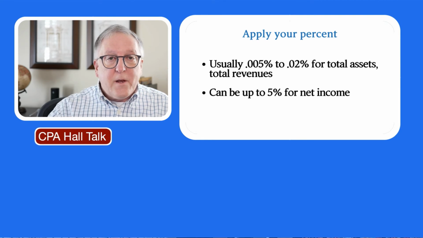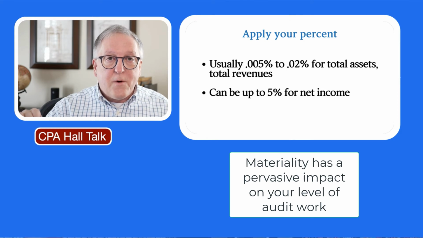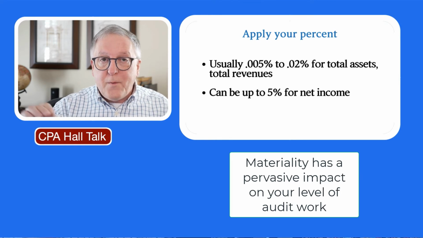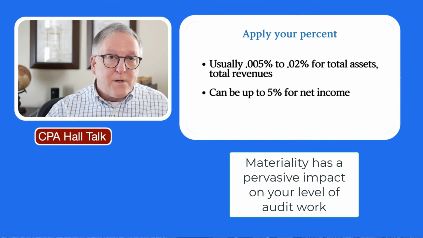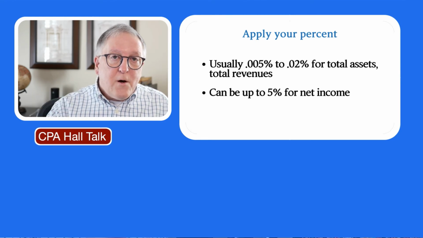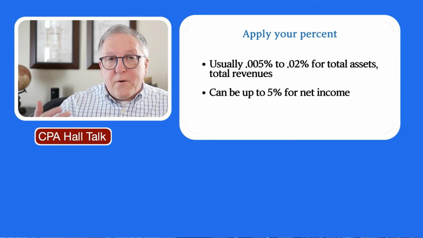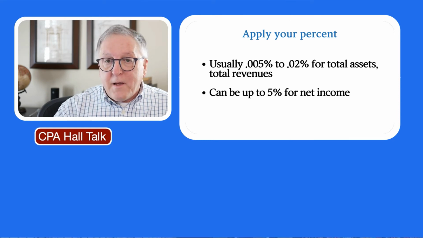And this materiality number, it affects everything you're doing. In other words, it will affect how you audit cash, receivables, debt, payables, revenues. So it has a very pervasive impact. So make sure you don't go too low with the materiality percent, because if you do, it can really create more work throughout your audit. So again, the two things you're doing: first, you're picking that benchmark, and second, you're applying a percent.